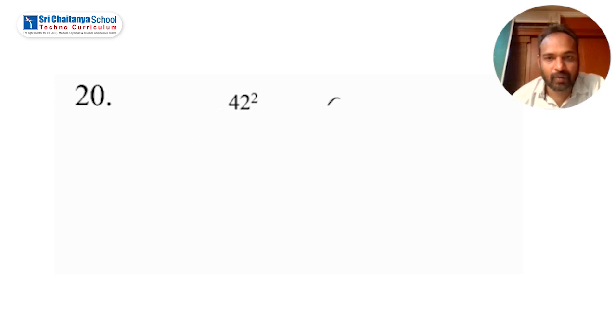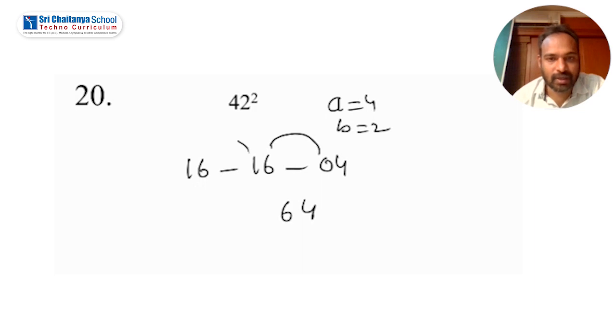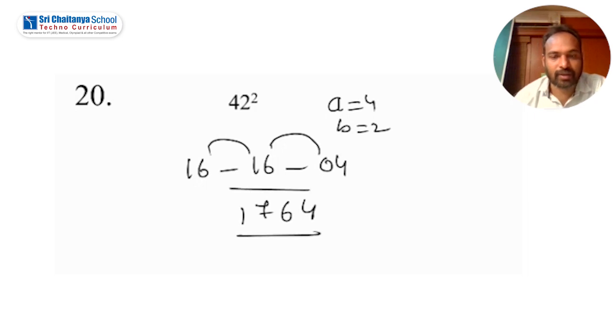42 square. What's the value of A here? 4. What's the value of B here? 2. A square 16. 2AB 2 into 4 into 2. Again 16. 2 square 4. Do the balancing. 4. 0 carry forward. 16 plus 0 is how much? 16. So 6 and 1 will carry forward, which will become 17. So the answer is 1764.